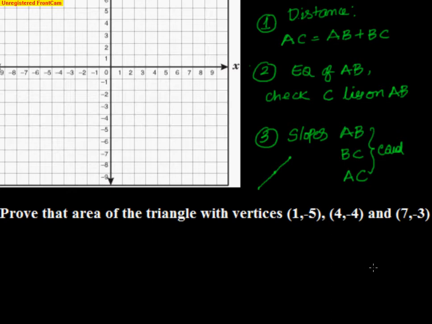Okay, 1 comma minus 5, 4 comma minus 4, 7 comma minus 3, the area of triangle is 0. Okay, now let's see what's the meaning of this. We have been given 3 points and we have been told to find out the area of triangle, right? We know we will get a triangle when 3 lines intersect each other and they form 3 vertices, right?